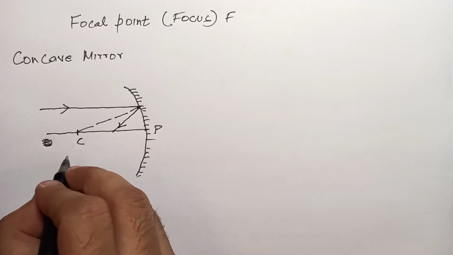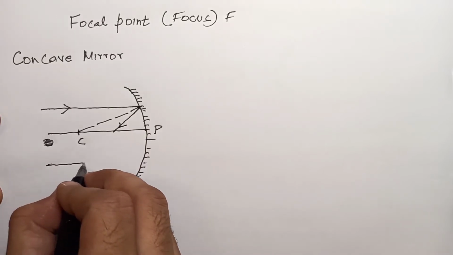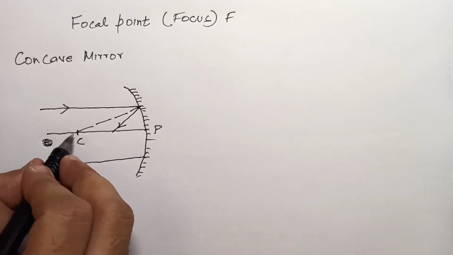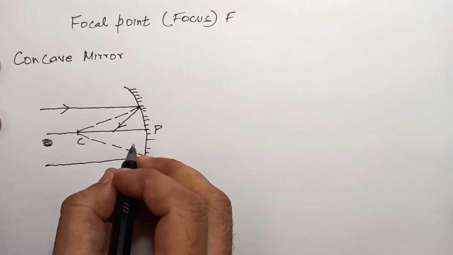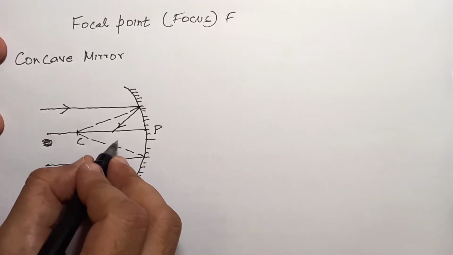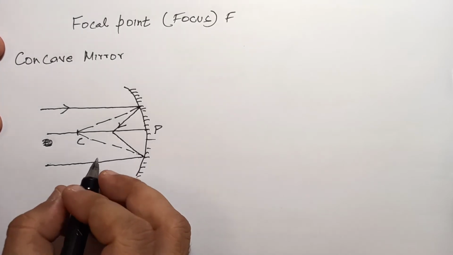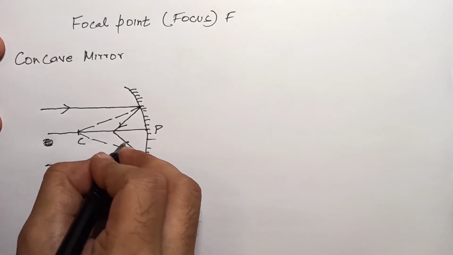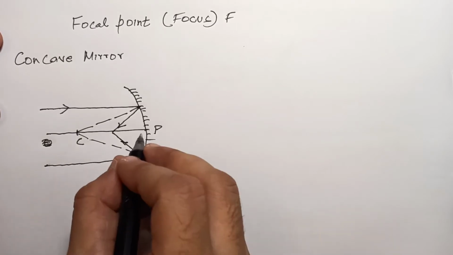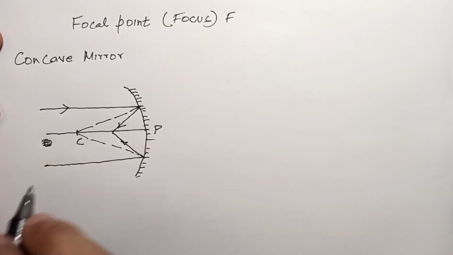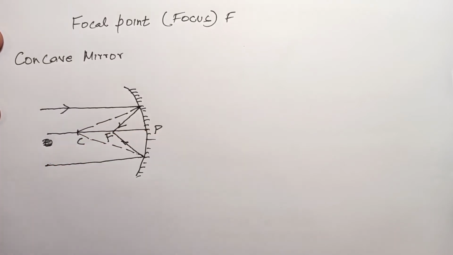Correct? Similarly, if we consider another ray, it will come straight and then we have to draw a normal. So this ray will get deflected and it will go here. Now the common point where the two rays in such a scenario meet is called focus.